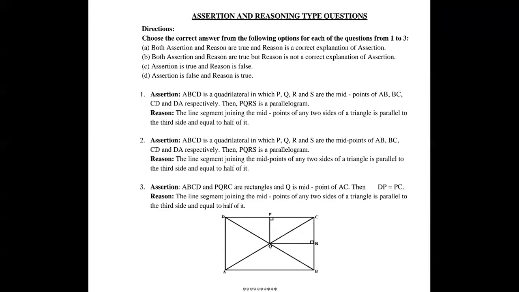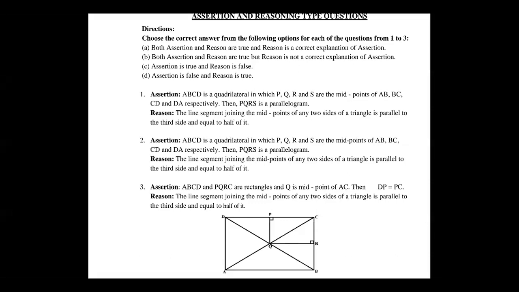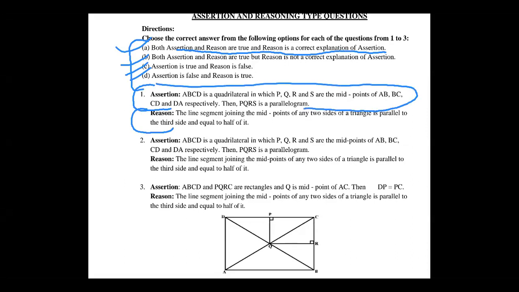Both assertion and reason are true, and reason is a correct explanation of assertion. We have four options here: A, B, C, D. They are going to put out two statements here. One is an assertion, and one is a reason for that. They are going to assert something, and they are going to provide a reason for why they have taken this assertion. What we have to check here is whether the assertion is right or the reason is right.